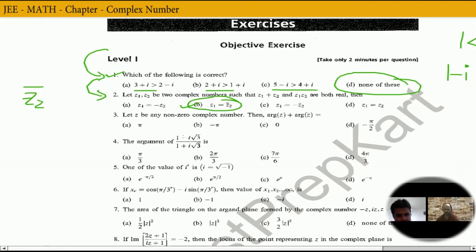This one. What about question number 3? Question number 3 says, let z be any non-zero complex number, then arg z plus arg z bar equals what? What would be the answer?